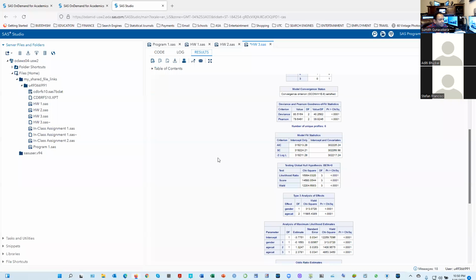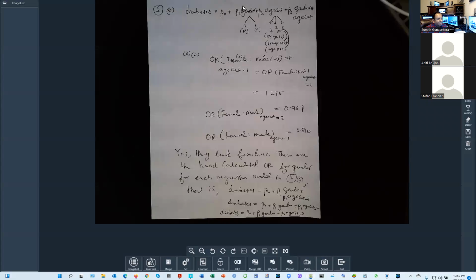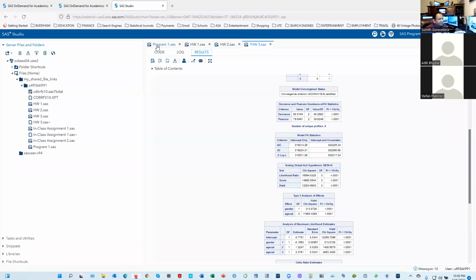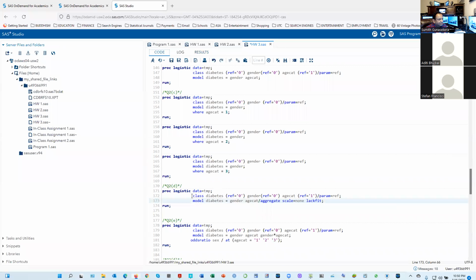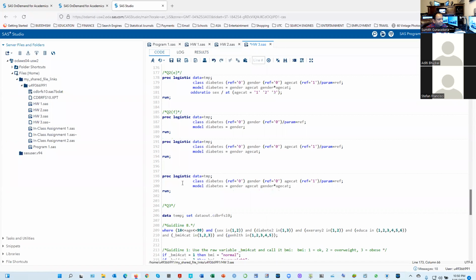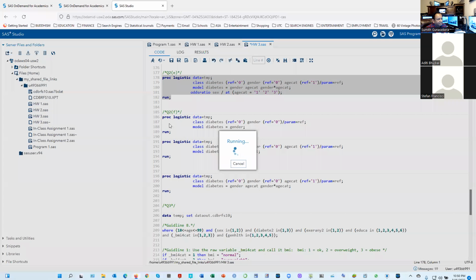Okay, good. So when you run this one, E, okay. Yeah. The interaction terms, and I really need those ratios and everything.